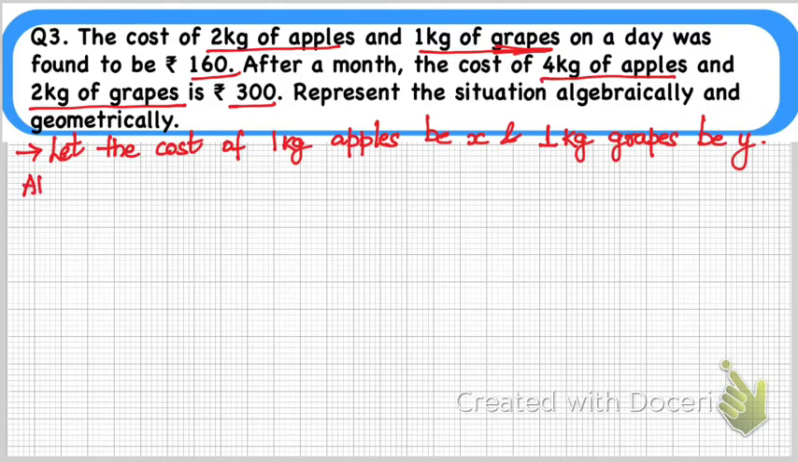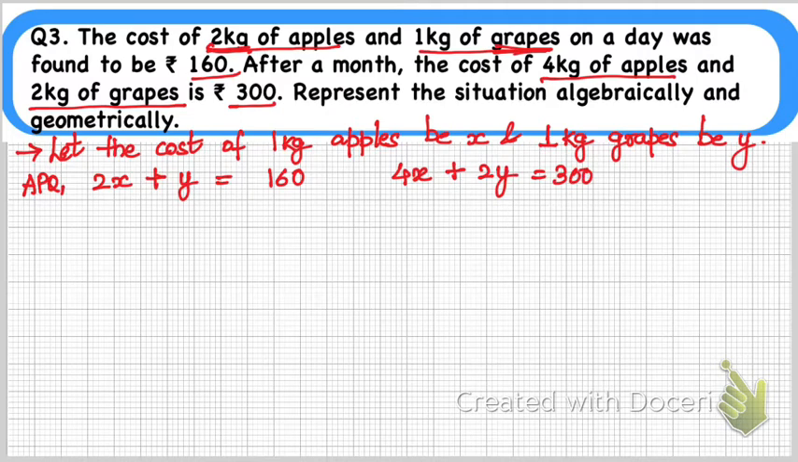Now as per the question, we have been given that 2 kg of apples means 2x and 1 kg of grapes means y, or 1y, will give us 160, meaning the total cost was 160. And the cost of 4 kg apples, that is 4x plus 2 kg of grapes, meaning 2y, was 300. So we got both the equations.